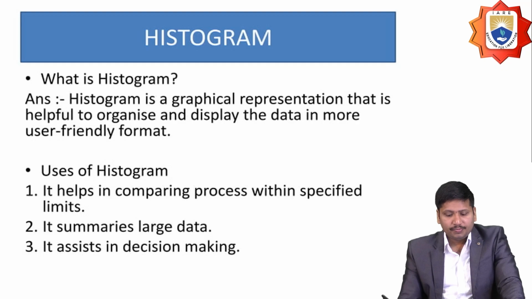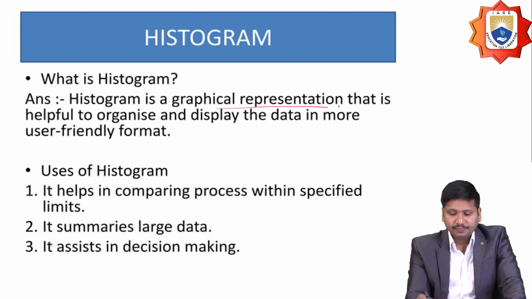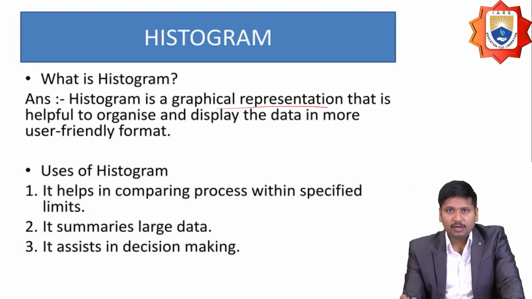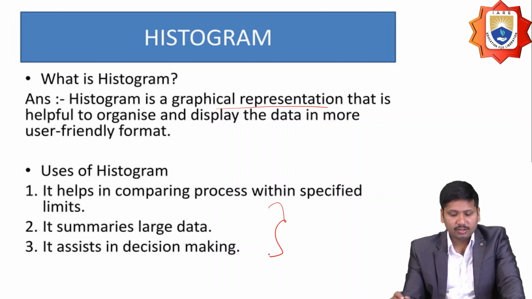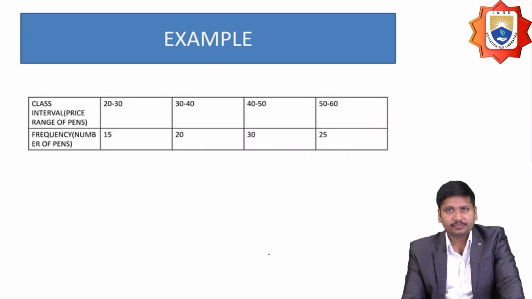The histogram is another kind of representation where you can represent quantitative data, and it is mainly helpful to organize and display the data in a more user friendly way. It helps in comparing a process within specified limits, it summarizes large data, and it assists in decision making. So these are some of the uses of the histogram.